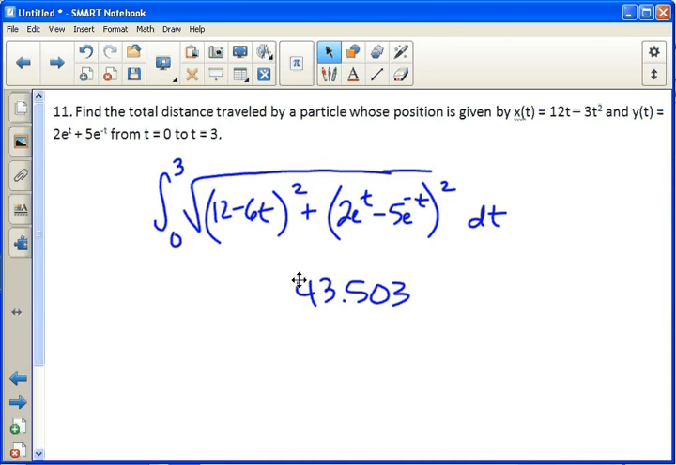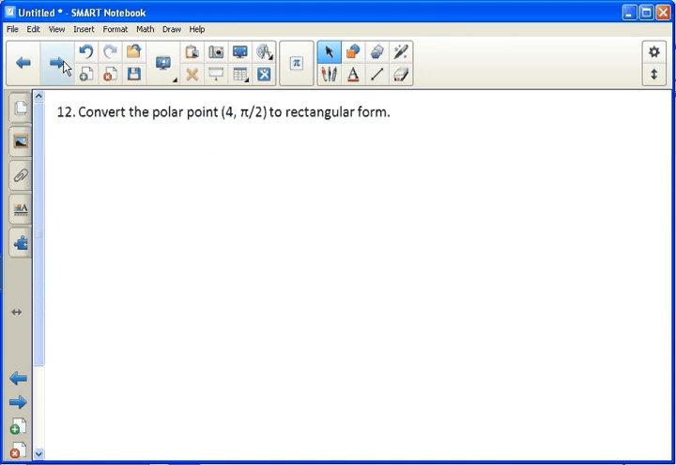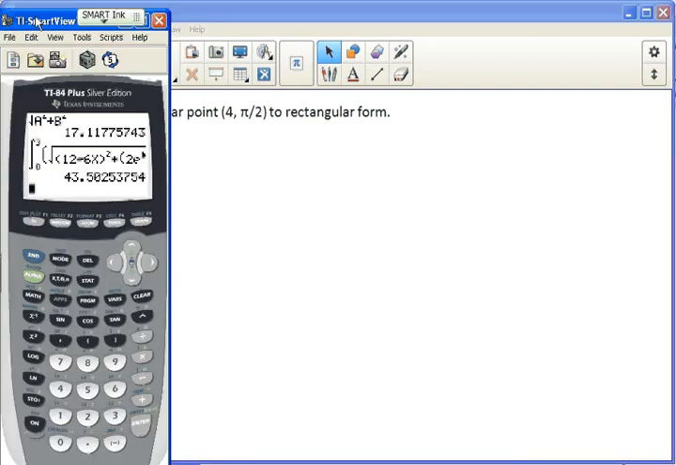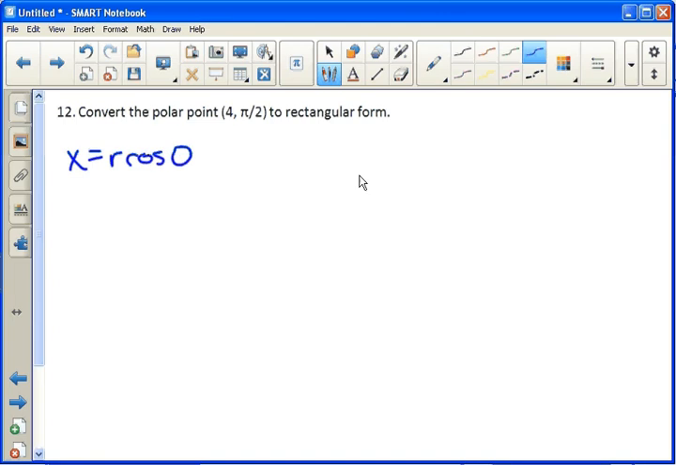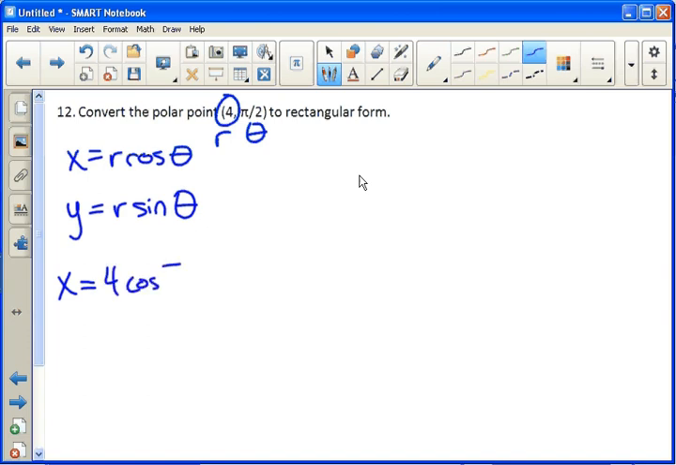Okay, switching gears to polar. Convert the polar point 4, pi over 2 to rectangular form. The equations we're going to be using to do this are x equals r cosine theta and y equals r sine theta. Because r is this number and theta is this number. So I simply plug in x equals 4 cosine of pi over 2 and y equals 4 sine of pi over 2.